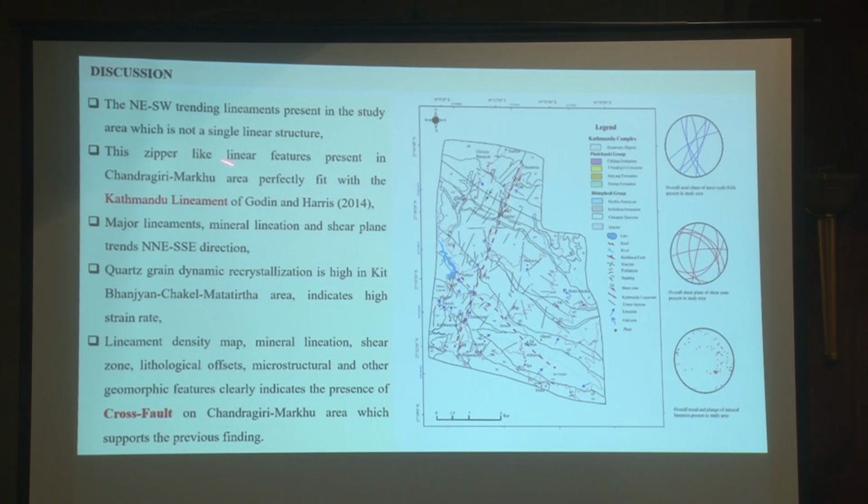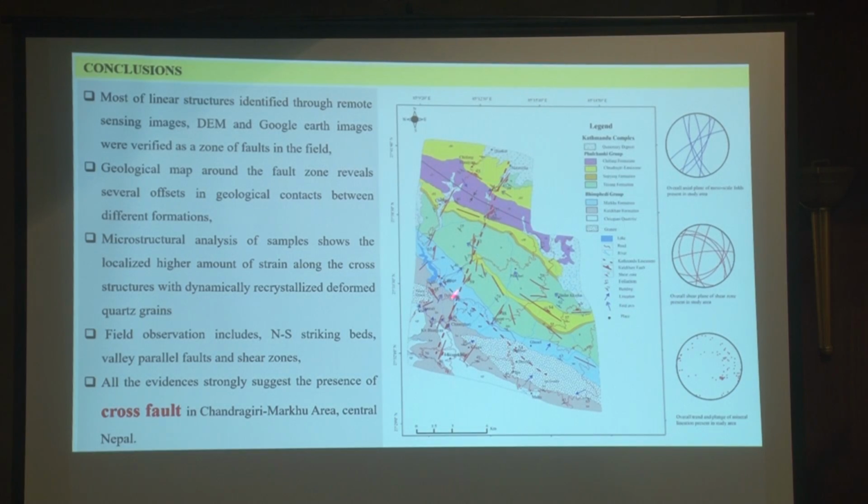This is what I call a zipper-like linear feature present in the Songlagiri Marco area, perfectly fitting with the Kathmandu lineament identified by Coordinate Harris in 2014. Major lineaments, mineral lineations and shear planes were in the northeast and southeast direction, and quartz grain dynamic recrystallization is high in this section. We previously saw our photographs of the zone of faults in the field during the field verification. The geological map around the fault zone reveals several offsets.